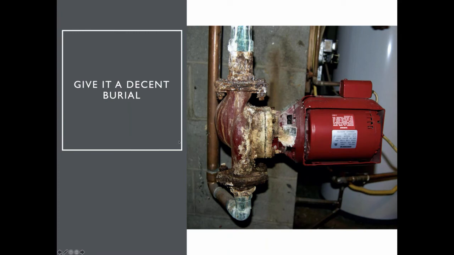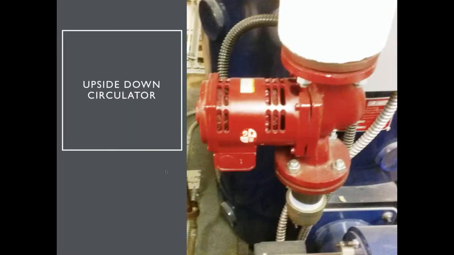When you walk into a boiler room and you see something like this, give it a decent burial, because you know this thing will fail Friday at 4 o'clock. As part of your PM, you need to tell the customer, hey, look, you need a new pump, a new circulator, and that should be part of it. This one, they put the electrical box underneath, which is not allowed because if this thing were to ever leak, it would go in and short it out. We had to change the 4 screws on here and rotate it 180 degrees.